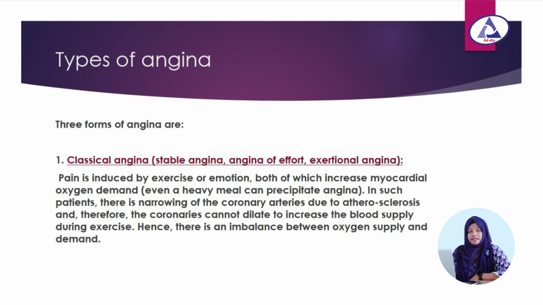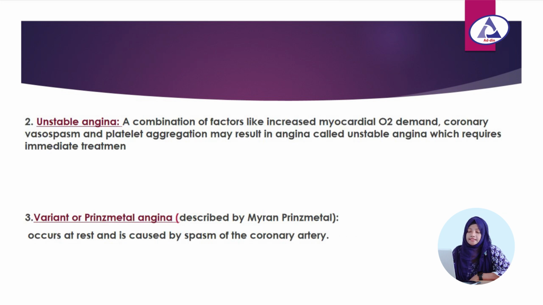What is classical angina? Classical angina is a pain that is induced by exercise or emotion or both, due to increased myocardial oxygen demand. In such patients, there is narrowing in the coronary arteries due to arteriosclerosis, and therefore the coronaries cannot dilate to increase the blood supply during exercise. Now let's move to unstable angina. A combination of factors like increased myocardial oxygen demand, coronary vasospasm, and platelet aggregation may result in angina called unstable angina, which requires immediate treatment. And what is variant or Prinzmetal angina? It occurs at rest and is caused by spasm of a coronary artery.